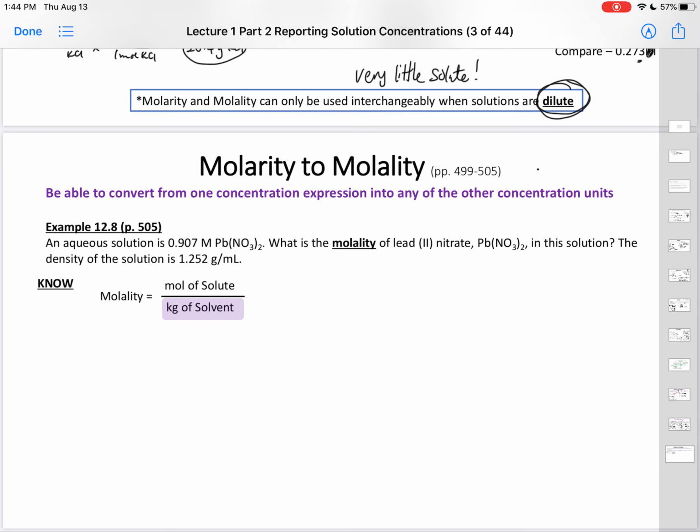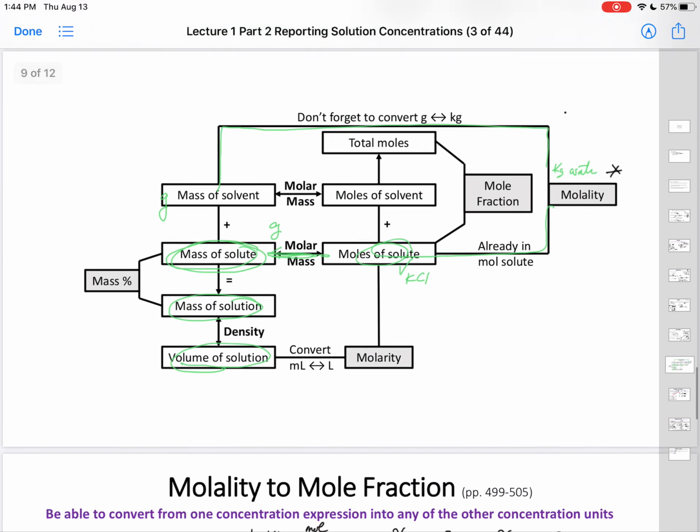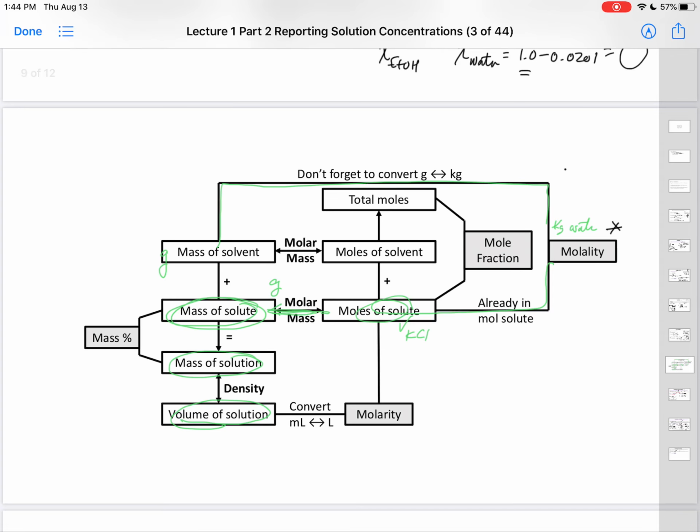All right, last but not least, let's say we wanted to convert from molarity to molality. So you have 0.907 capital M, or molarity, of lead nitrate, and they would like to know what is the molality of the lead nitrate. So again, we should scroll back to our little table here. What we're going to do is exactly the opposite of what we just did.